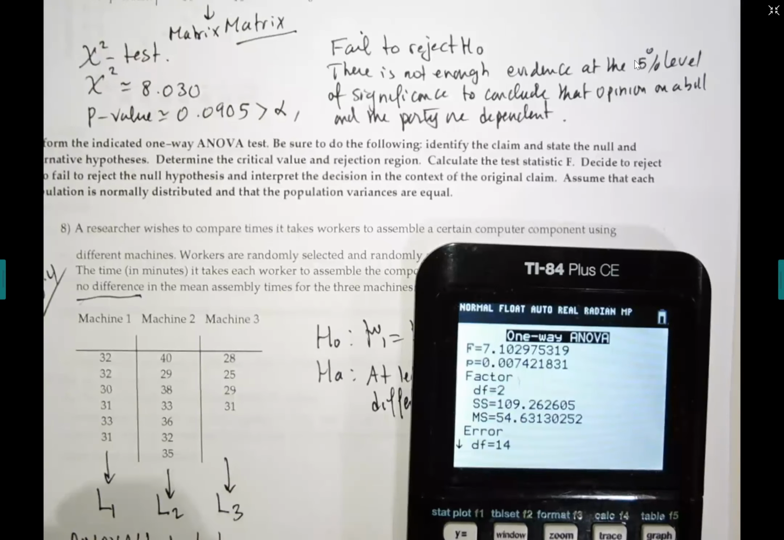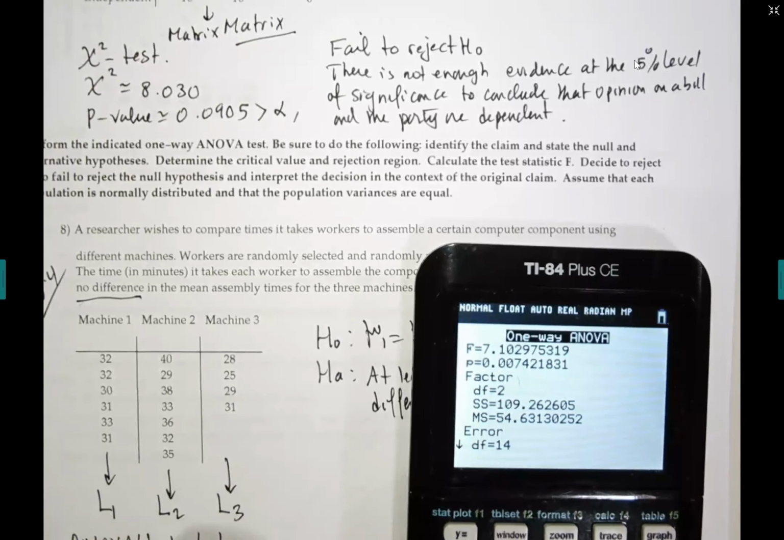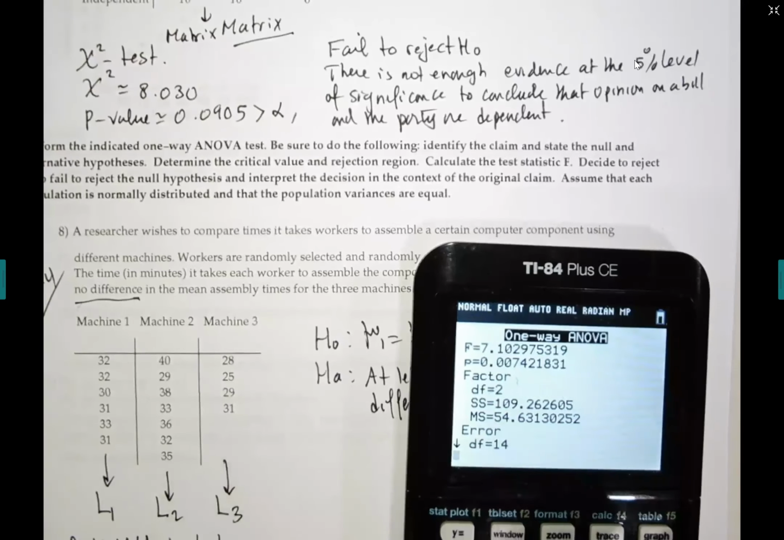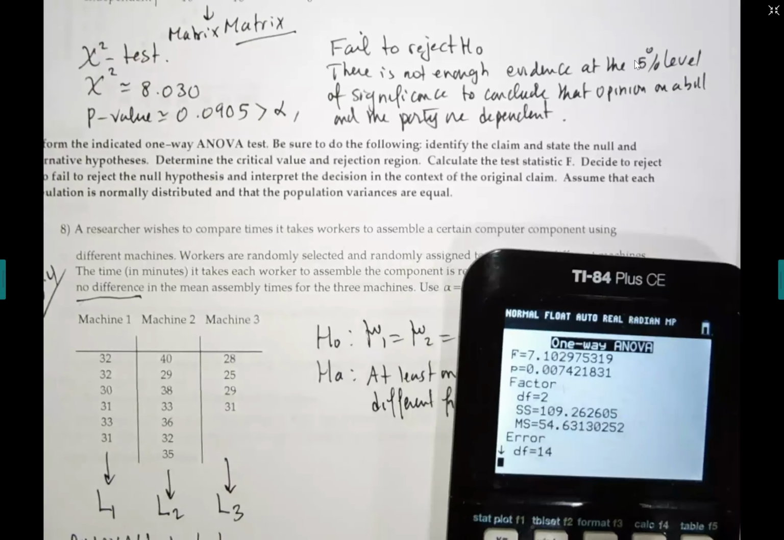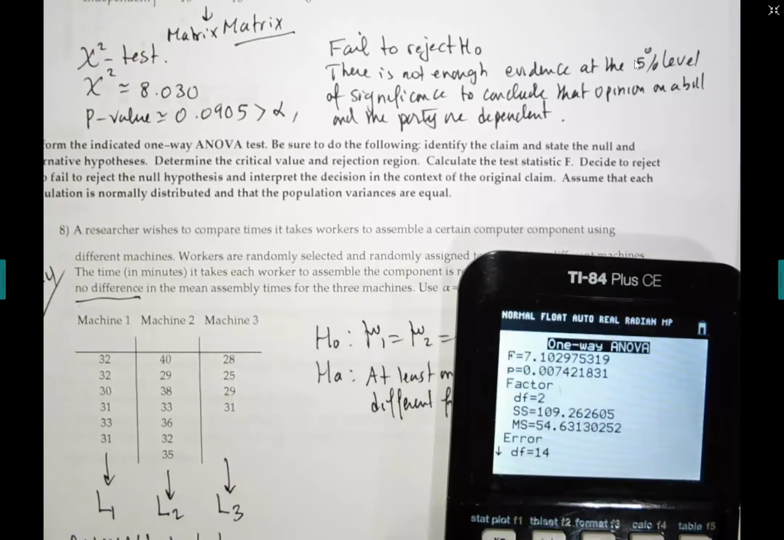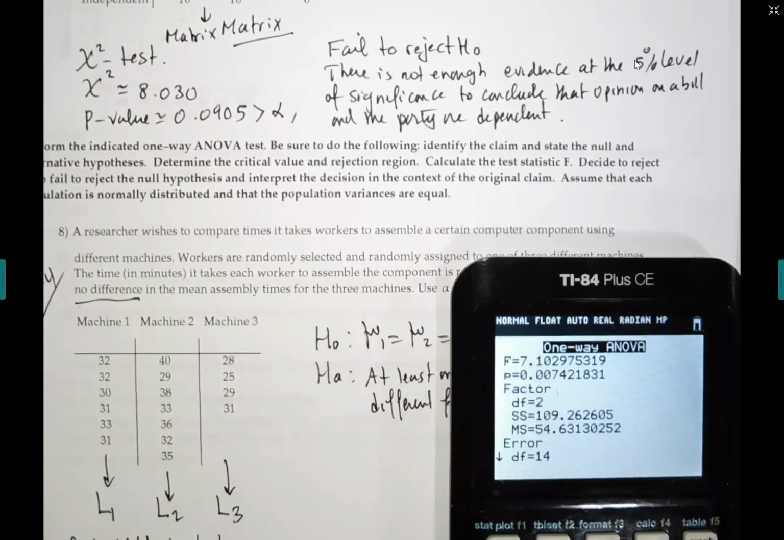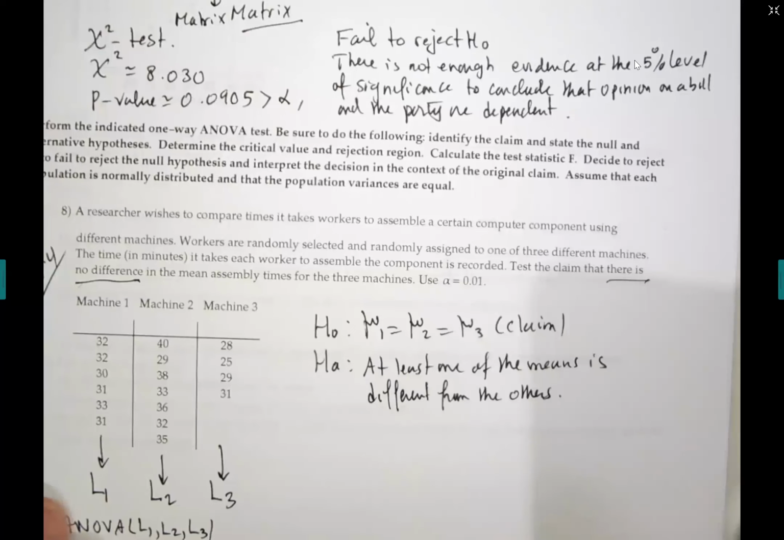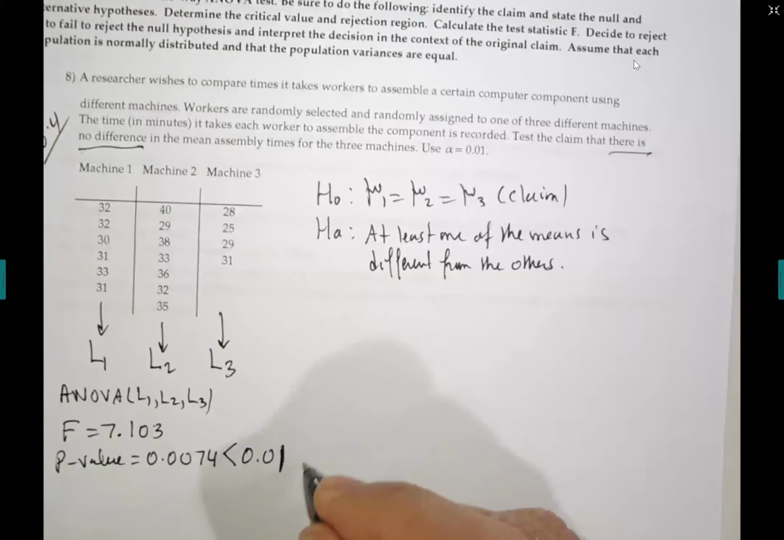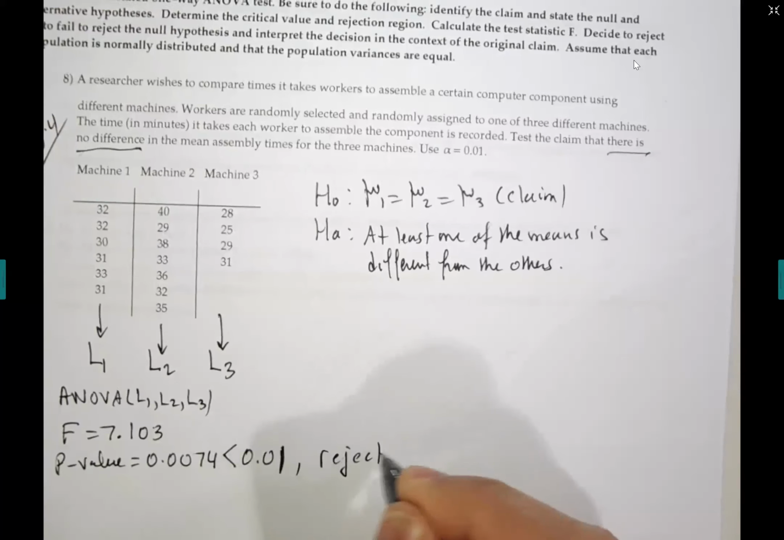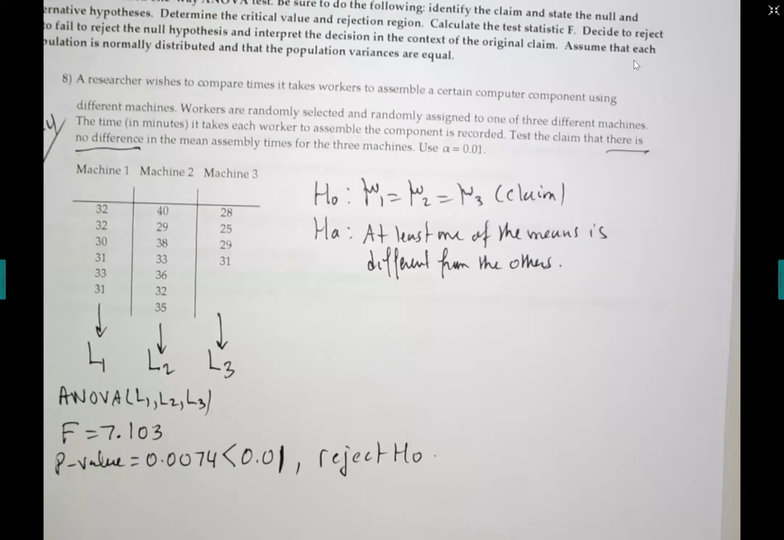F is 7.103. P-value is 0.0074. And what did he say here? At alpha equals 0.01. This is less, guys, than 0.01. And because it is less than 0.01, you reject the null hypothesis. And then you reject the claim.